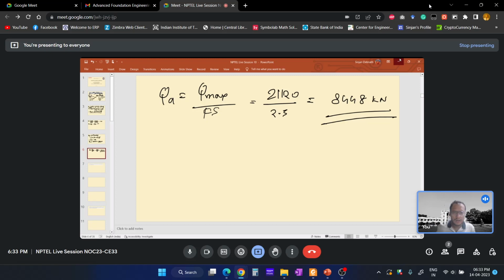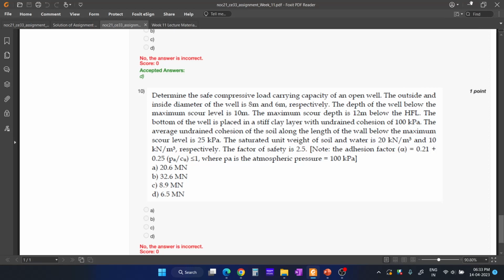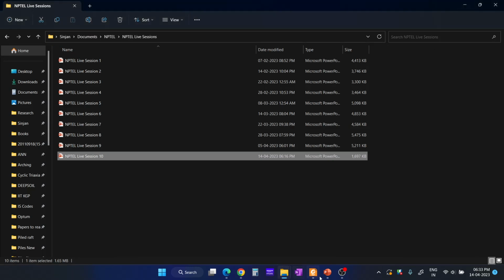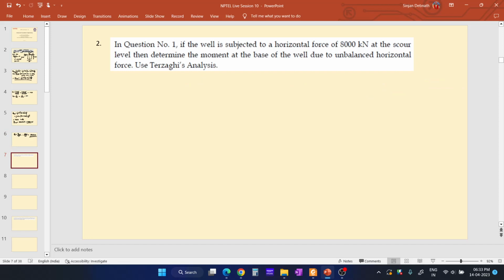So I hope you have all understood this particular problem. Now let me move to the second problem. The second problem is based on question number one. In question number one, if the well is subjected to a horizontal force of 8,000 kilonewton at the scour level, then determine the moment at the base of the well due to the unbalanced horizontal force. Use Terzaghi analysis.